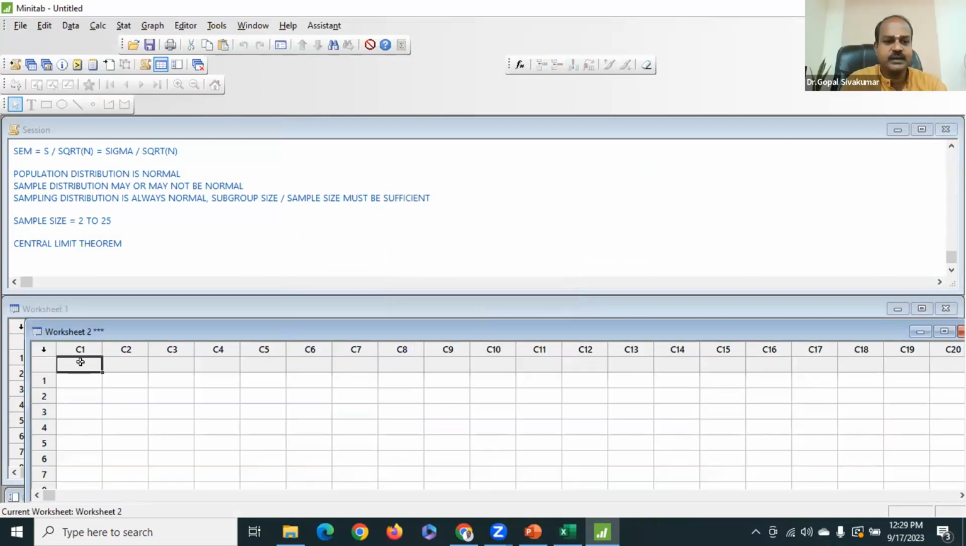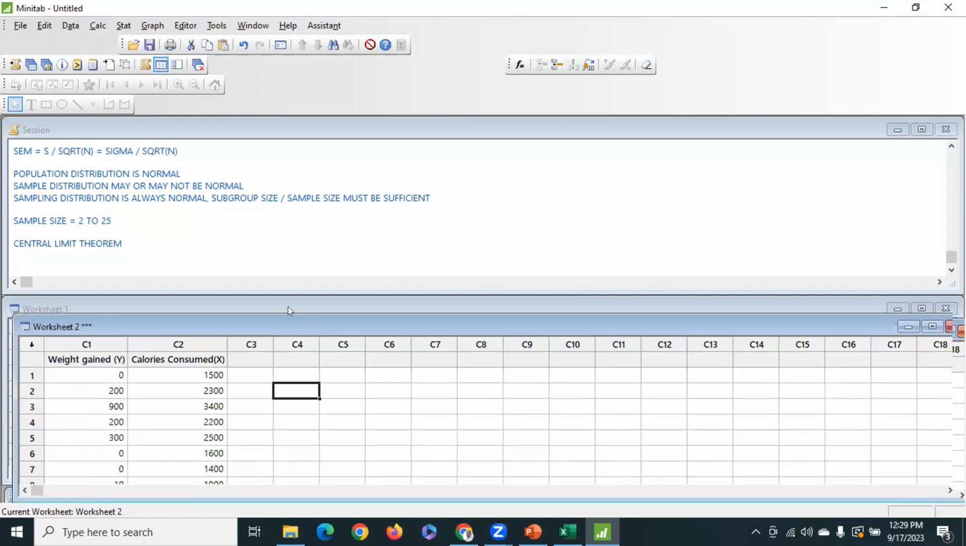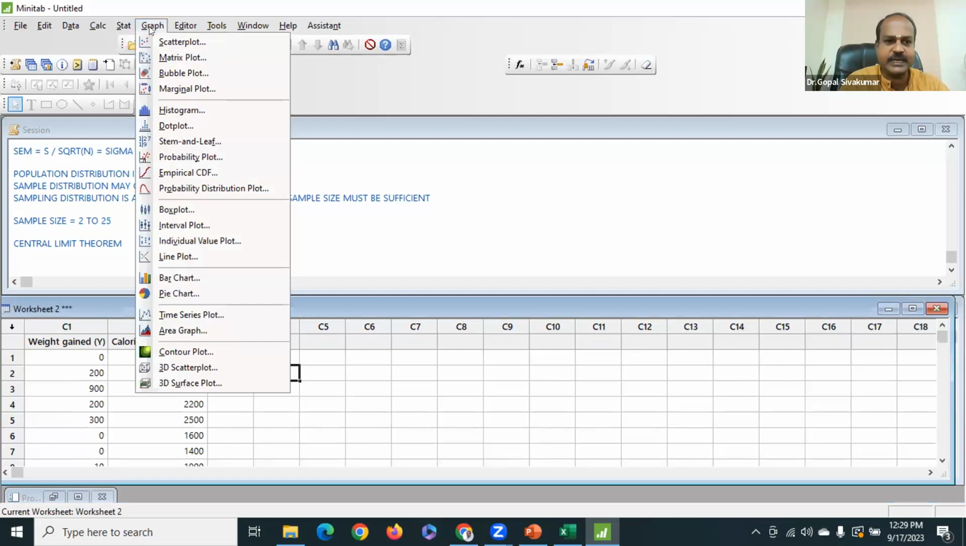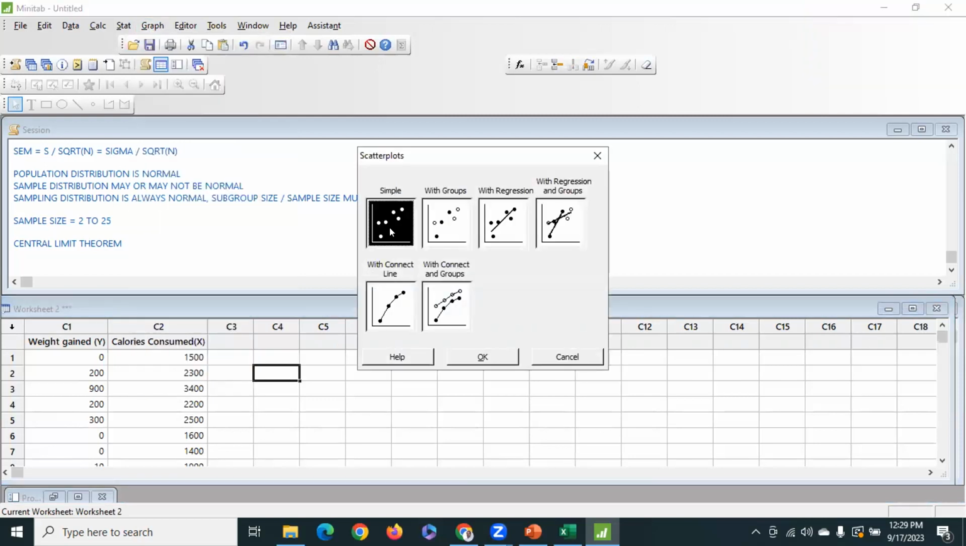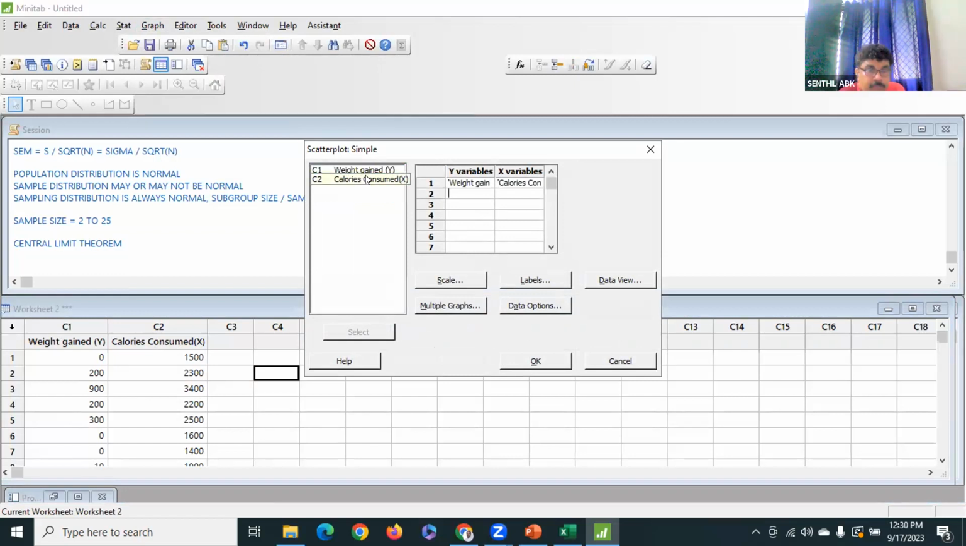New worksheet, and then I'm pasting it. I've pasted the data. Now, what is it that I want to do first? I want to see my scatter diagram. Graph, scatter plot, simple scatter plot. Y variable, which is Y variable? C1 is weight. X variable is C2. After giving Y and X, I give OK.